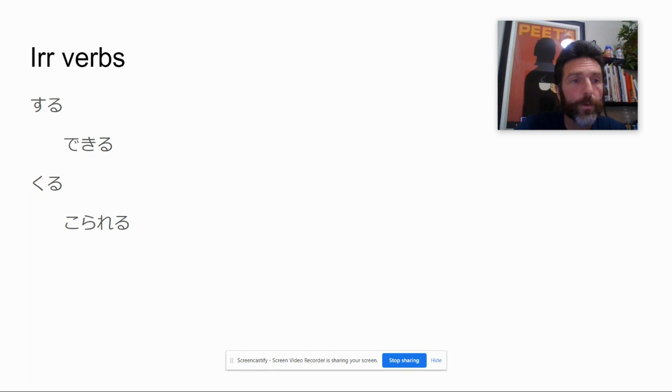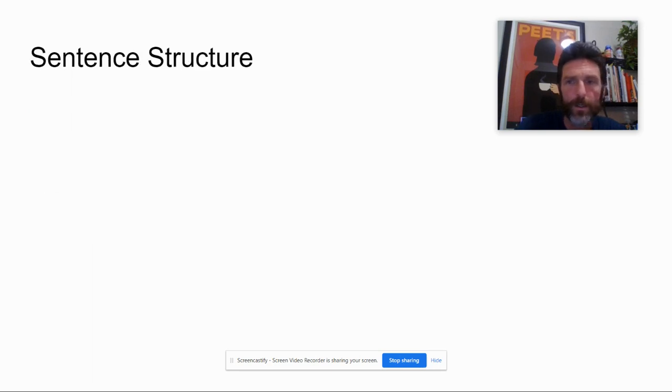I know I went through that really quickly. You can feel free to go back and look at those to see how they all change. But we just quickly went through how u verbs change, how ru verbs change, and then here are our couple irregular verbs. Now, before we go, I wanted to talk a little bit about sentence structure.